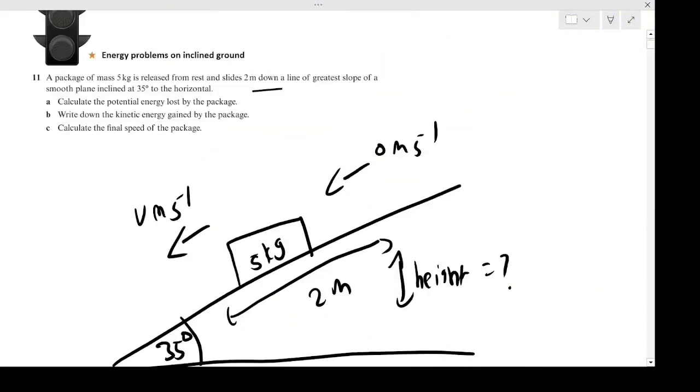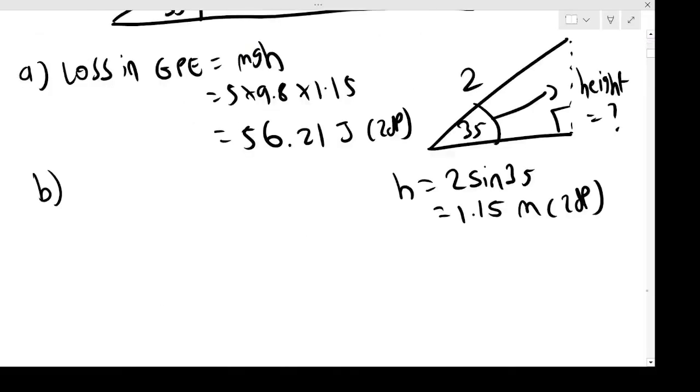Then in part B, it's asking me to write down the kinetic energy gained. Now you'll notice the language, right, down. It's kind of saying you don't need to work anything out. You should already know it straight away, right? So it's asking me to work out the gain in kinetic energy.